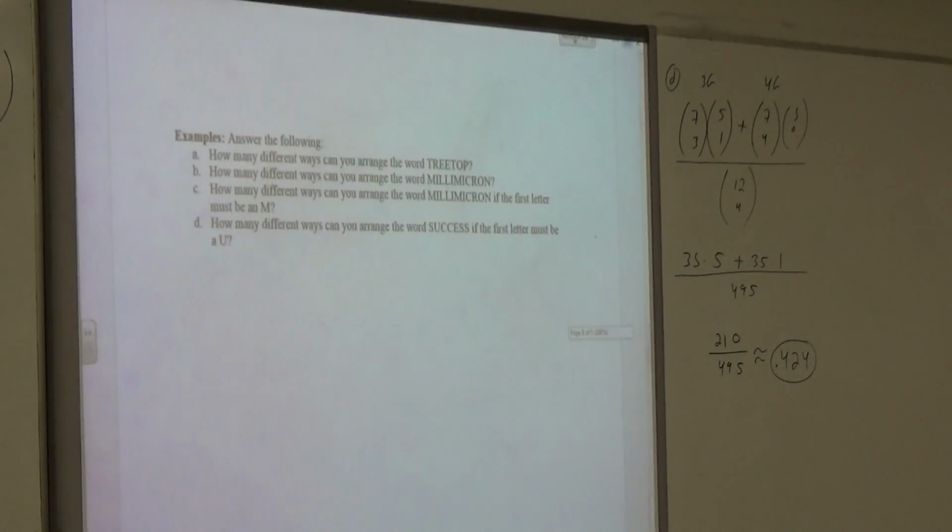to the words that we're looking at now, like treetop, millimicron, success, okay? How are these words different than the word ownership that we looked at initially? There's some repetition, right guys? In other words, there's some indistinguishable L's, okay? There's some indistinguishable T's. There's some indistinguishable S's, right? So these are words that have some repetition in the letters, okay?